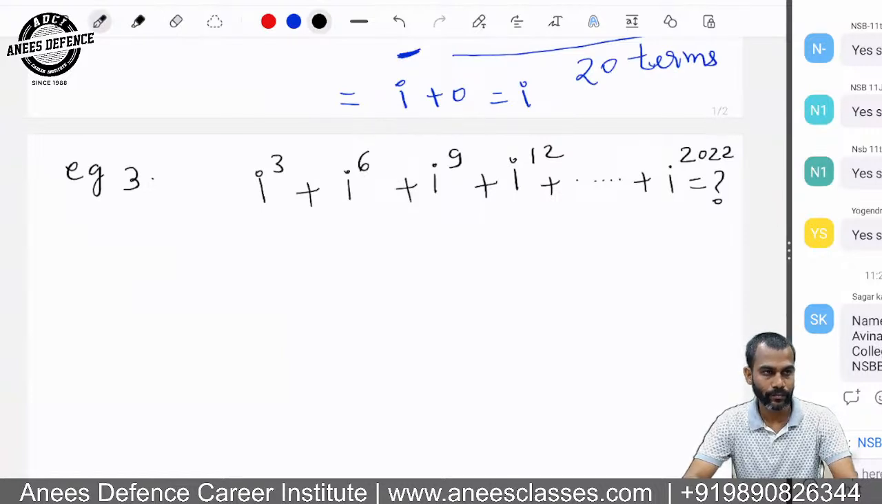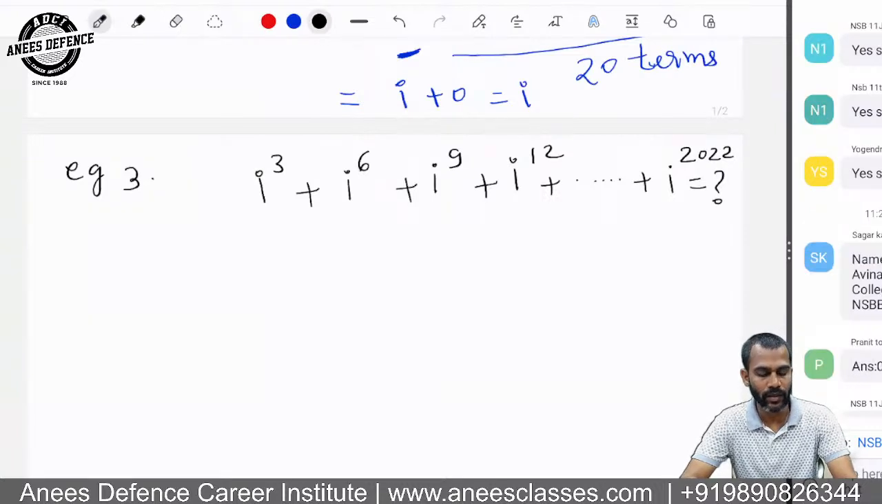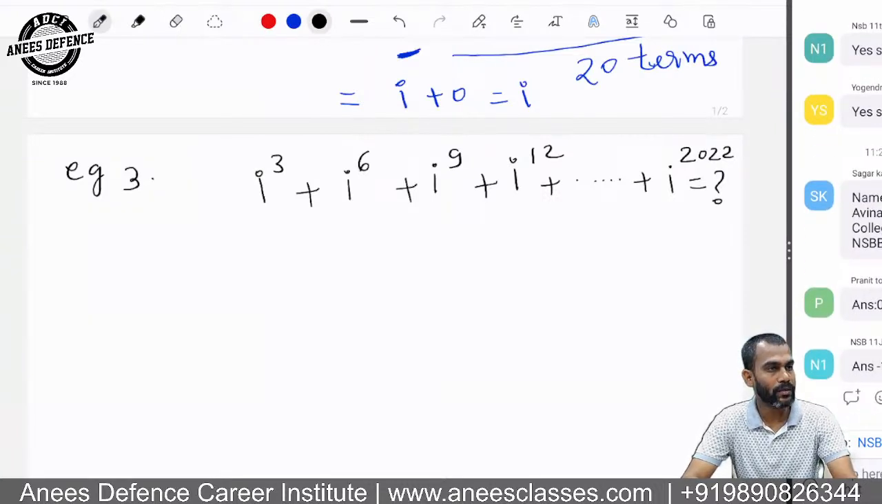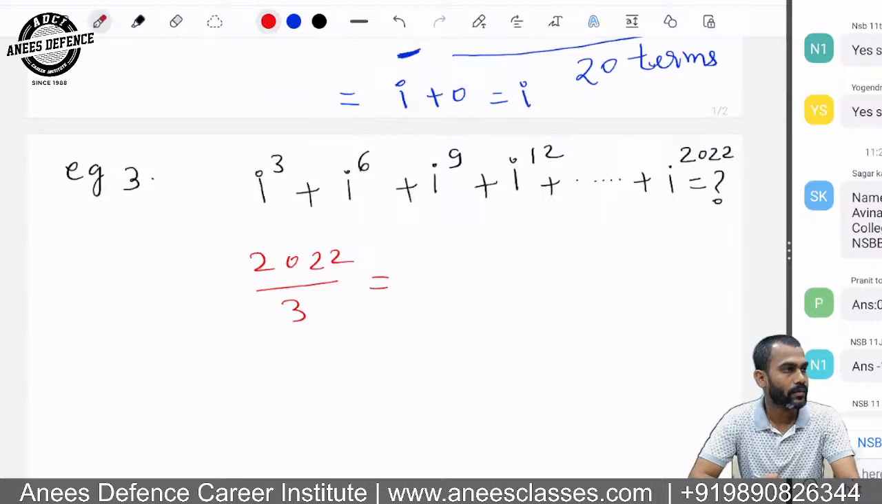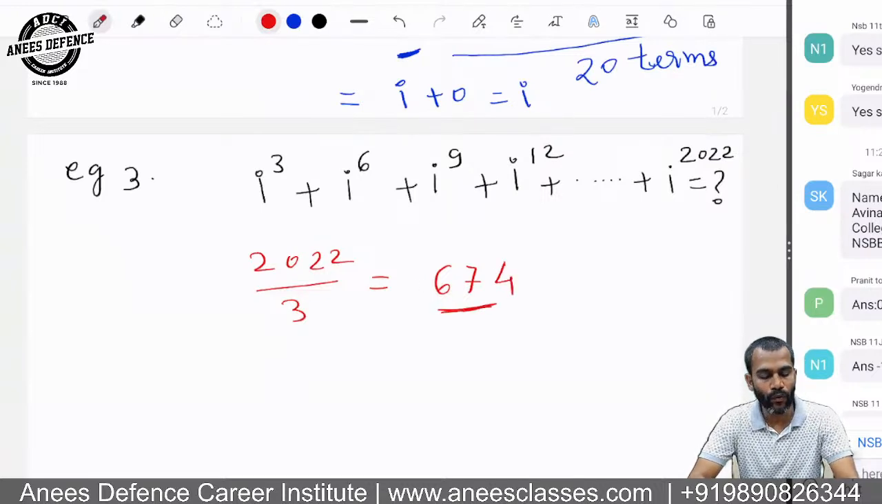How many terms are there? All terms are multiples of 3. The first term is 3 into 1, the second term is 3 into 2, the third term is 3 into 3. It means for the last term, we have to divide by 3. If you divide 2022 by 3, what will we get? 3 6s are 18, 3 7s are 21, and 3 4s are 12. So 674 terms are there.